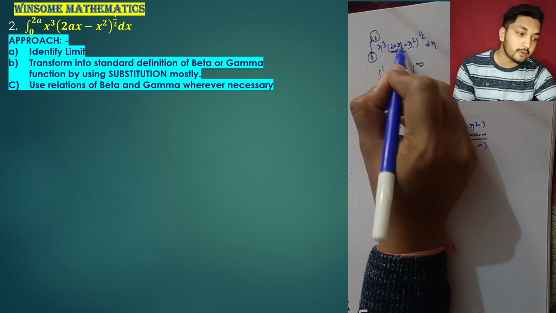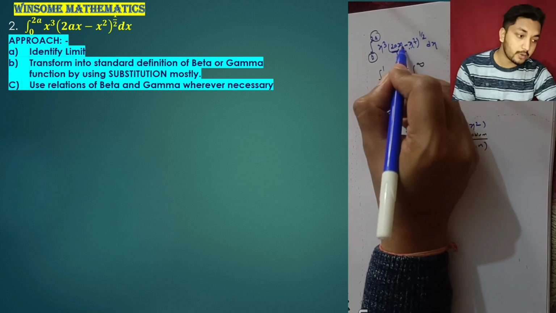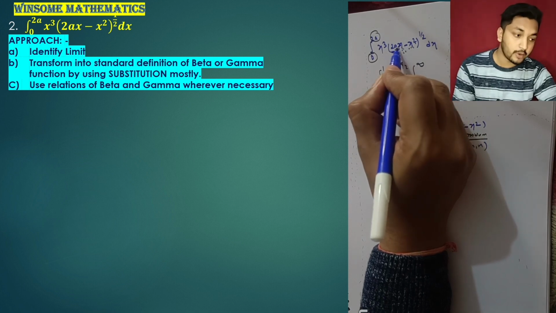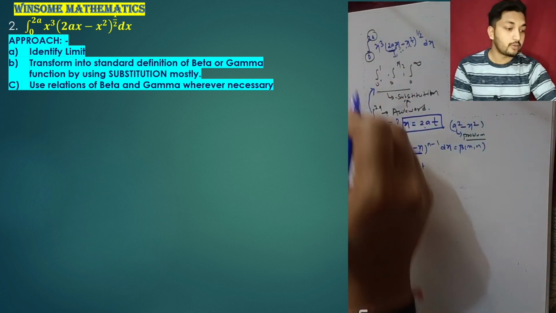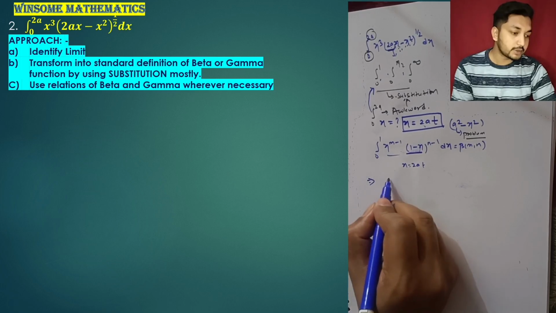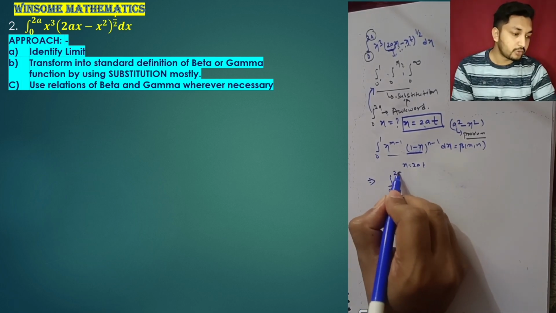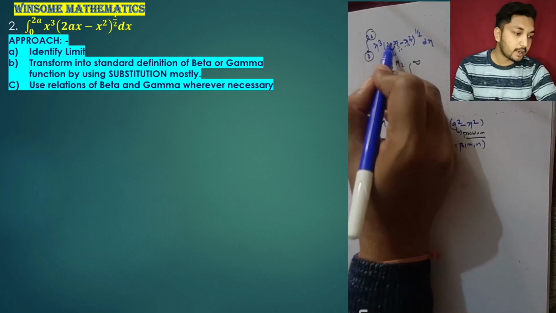So 2a, 2a, 2a squared, again 2a squared. So 4a squared will be common, simple, and 1 will remain, because x will also be common. So one more step you can do: first take common, from 0 to 2a, x cubed, and x will be common.